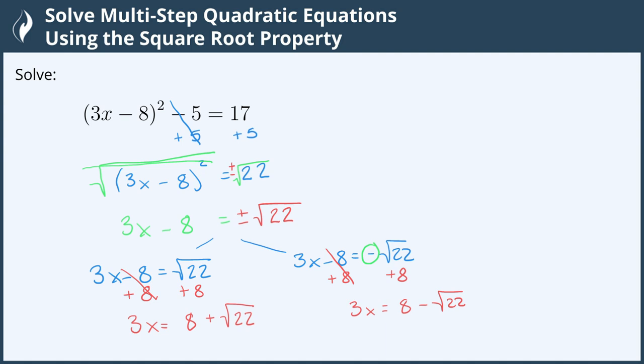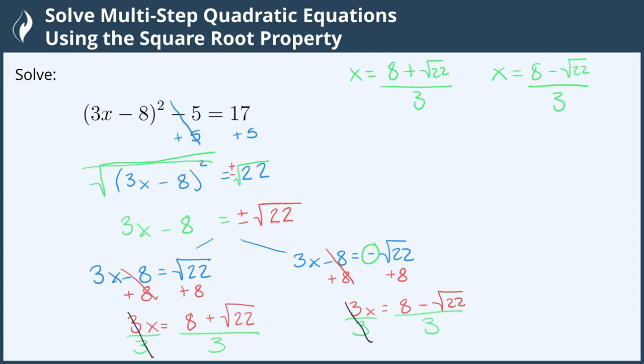Now we haven't finished solving for x entirely, so we need to negate the 3 times x by dividing both of these by 3. And we also need to divide the right side of both of these equations by 3. On the left sides, the 3 will cancel. So we end up getting x equals 8 plus the square root of 22, all over 3. And we also end up getting x equals 8 minus the square root of 22, all over 3.